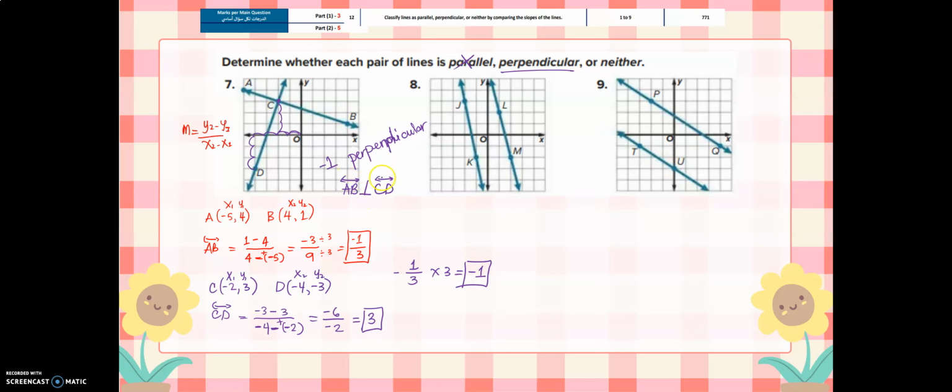Now I want you to try answering question 8 and 9 by following the same procedure. For this, you cannot assume that these two lines are parallel just by looking at them. Basically, you just need to find the slope first, then you can conclude whether the lines are parallel or not. So I want you to try question 8 and 9.